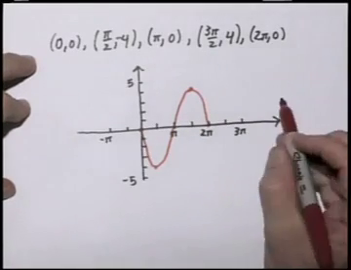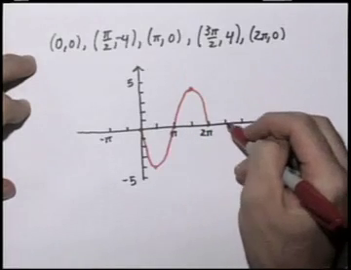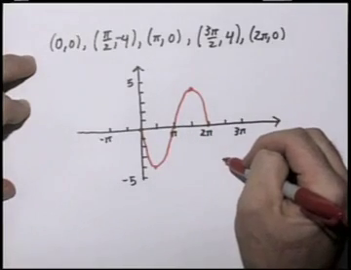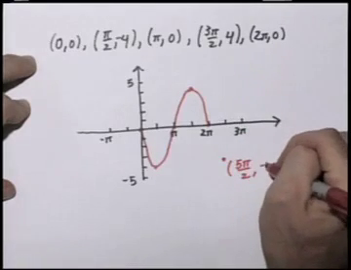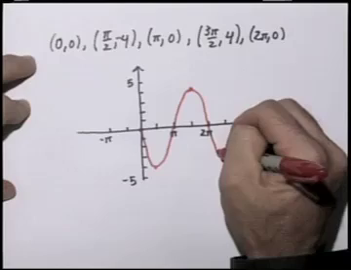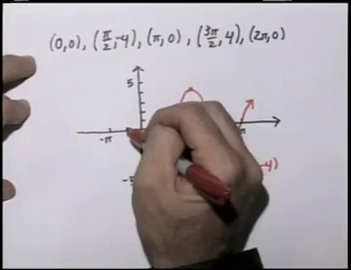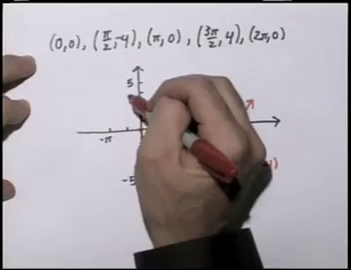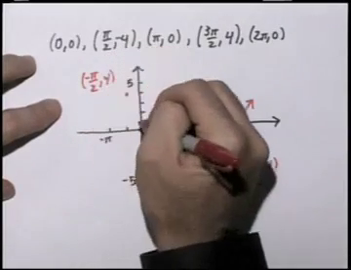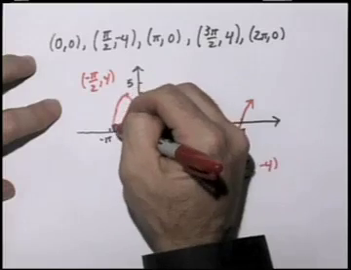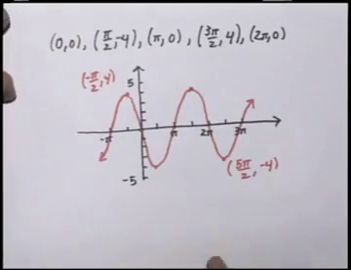Now, knowing the periodicity of the sine function and the period is 2 pi, I can keep going plotting key points. This point would be 5 pi over 2, comma negative 4, and then back to 3 pi, comma 0, so on and so forth. Or I could go in the negative direction. Negative pi over 2, comma, positive 4, and then back to negative pi, so on and so forth, and I have a complete graph.